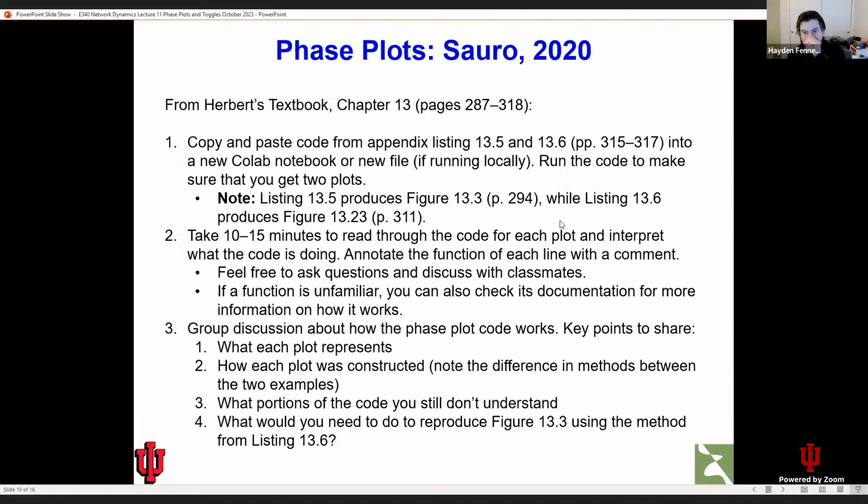take a minute to actually look at a couple of ways that it's done in Herbert's textbook. There's some code in the appendix to chapter 13, listings 13.5 and 13.6, and I have page numbers here on the slide for people to reference. Go ahead and copy the code out of both of those listings into a new file if you're running locally, or into a Colab notebook.